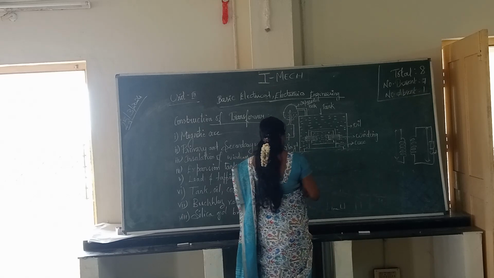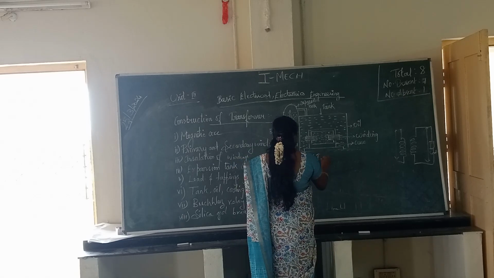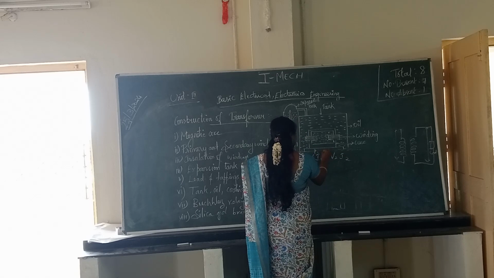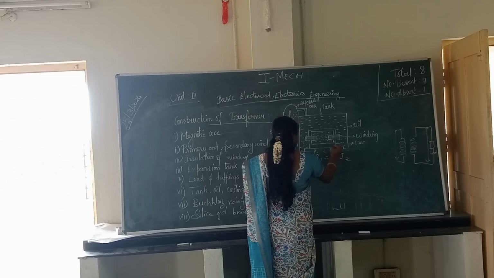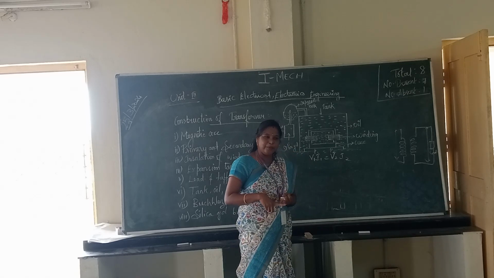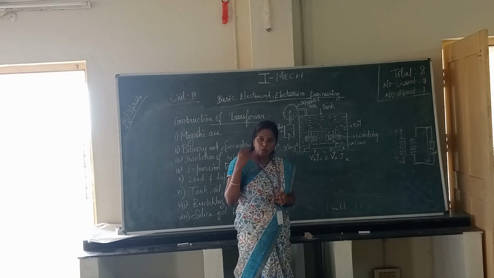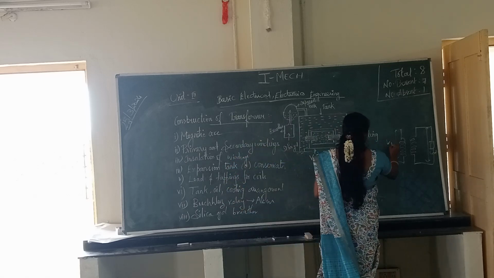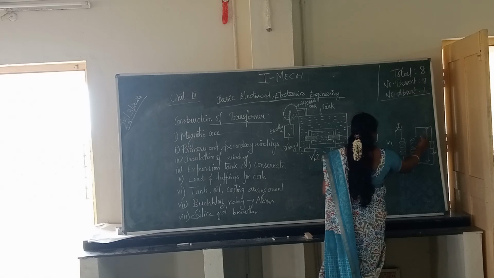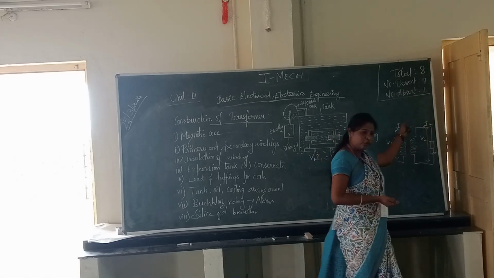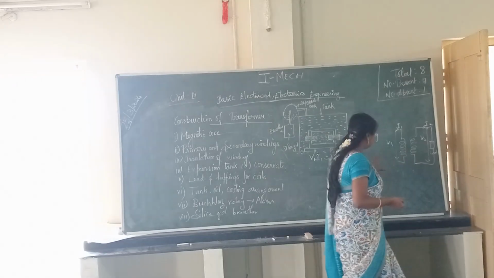Power is what? V1 into I1 is equal to V2 into I2, which is nothing but power in primary is equal to power in secondary. V1 is voltage in primary, I1 is current in primary, V2 is voltage in secondary, and I2 is current in secondary. So this is V1, this is I1, this is V2, this is I2. I2 flows through the load. Okay, right?